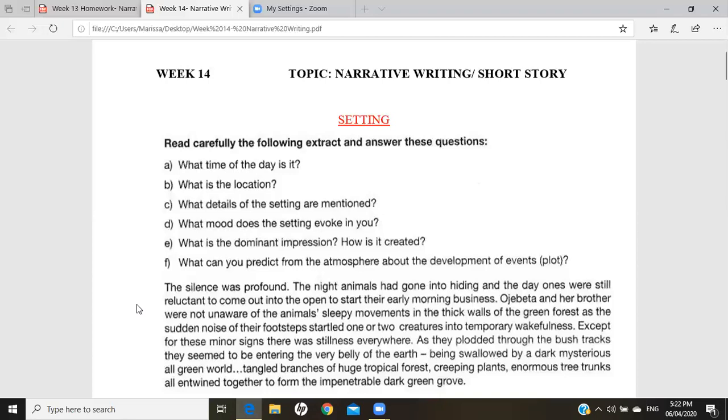So question, who are the characters in this paragraph? I don't know how to pronounce her name. Ojebeta, yeah, and her brother. And her brother, okay. So it's like a sister and a brother, because it says her brother, so it's a sister and a brother, okay. Any other characters?